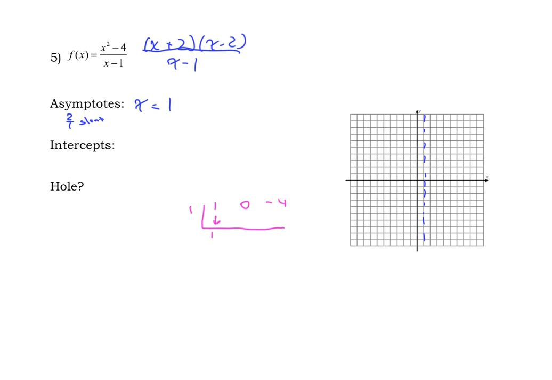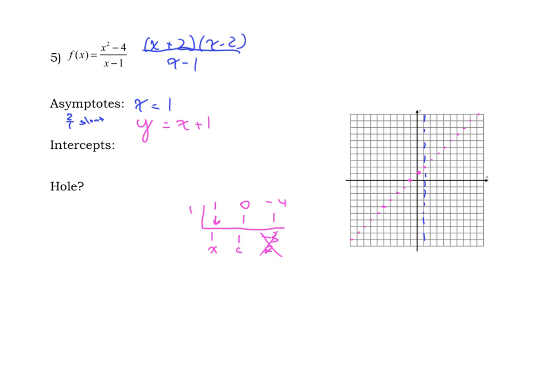Drop down my 1. 1 times 1 is 1. Bring it down. 1 times 1 is 1, negative 3. Remainder, constant; the remainder doesn't matter. So it's y equals x plus 1. So we start at the y-axis, and we have a slope of positive 1. So I'm going to put that asymptote in by graphing all the points.